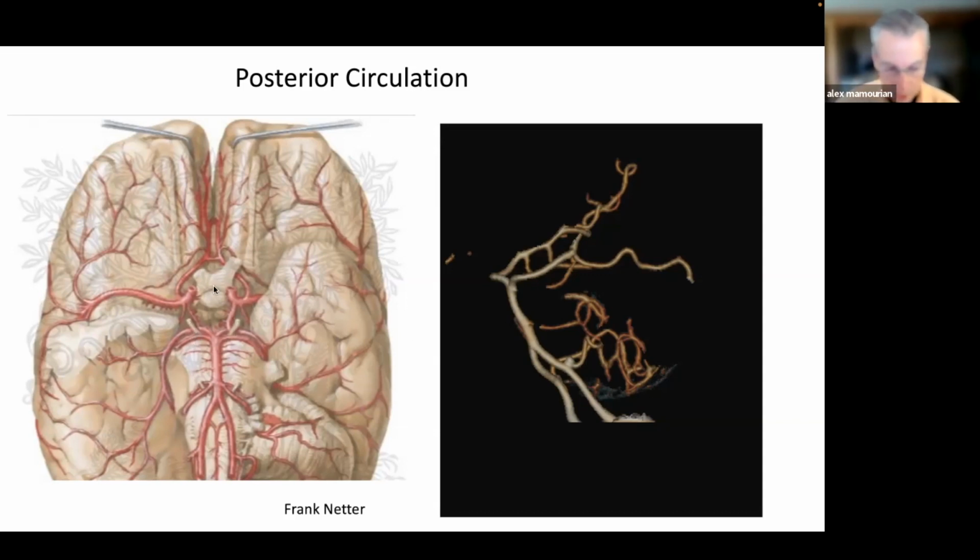We talked a little bit before about the circle of Willis. Another image of the posterior circulation: distal vertebral artery, V4 segment, basilar artery. This patient has an aneurysm at the origin of the PICA. PICA comes off always from the vertebral artery. AICA, anterior inferior cerebellar artery, always comes off the basilar artery. Posterior cerebral arteries here.